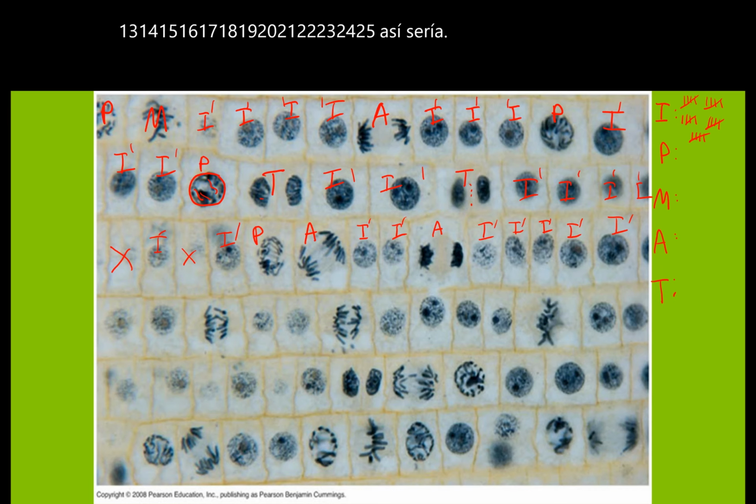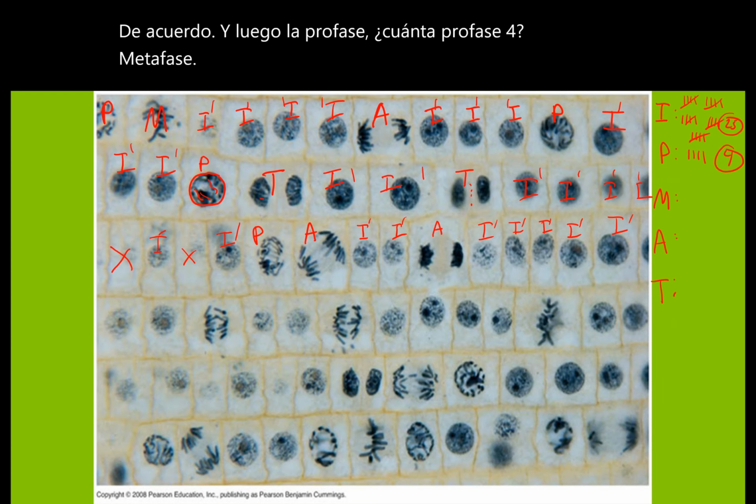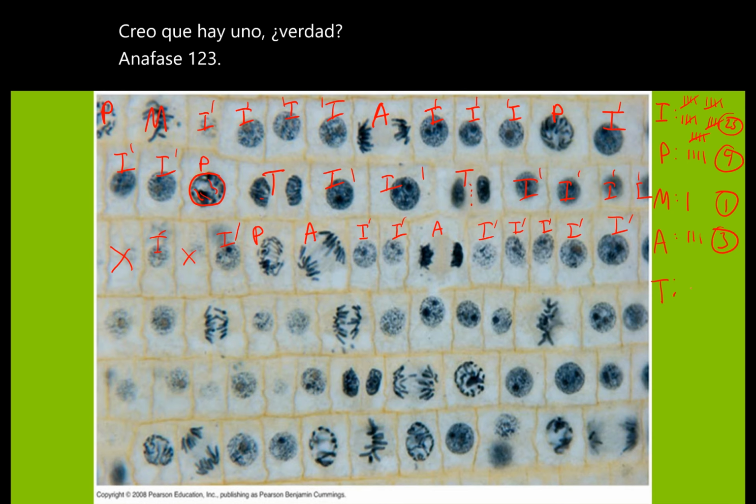And then prophase. How many prophase? 4? Yeah. And then metaphase. 1. I think there's 1, right? Anaphase. 1, 2, 3. We have 2 telophase. All right, so that's 35 total.